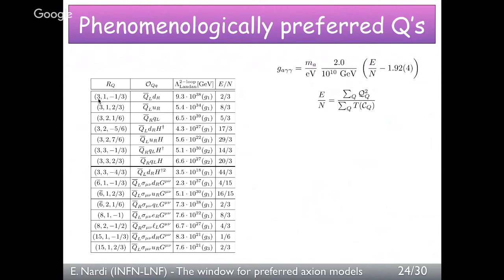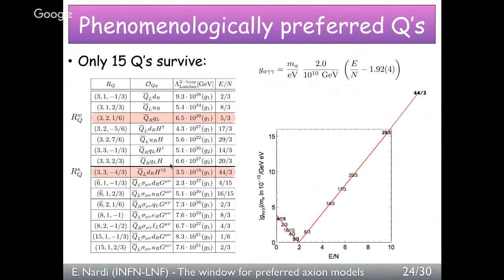Here you have the representations: triplet of color, sextet of color, octet of color, 15 of color. This is SU(2), so we have doublets, triplets, and then this is hypercharge. So these models are phenomenologically free of the two types of problems I have described. For these models, you can compute the axion-photon-photon coupling, which is parametrized in terms of these numbers. These numbers are related to the electromagnetic and color anomalies of these heavy quarks. So you see, the possibilities are restricted. When you plot them, you have the one with the weakest coupling and the one with the strongest coupling to the photon.